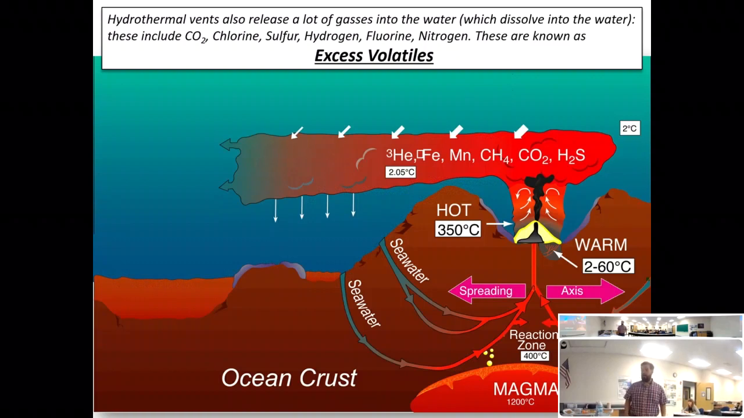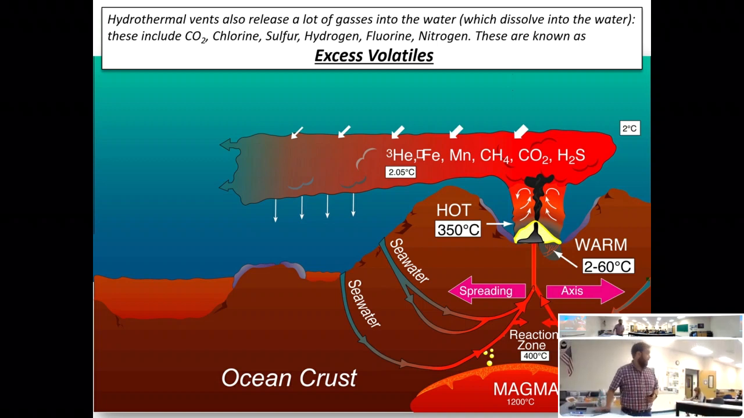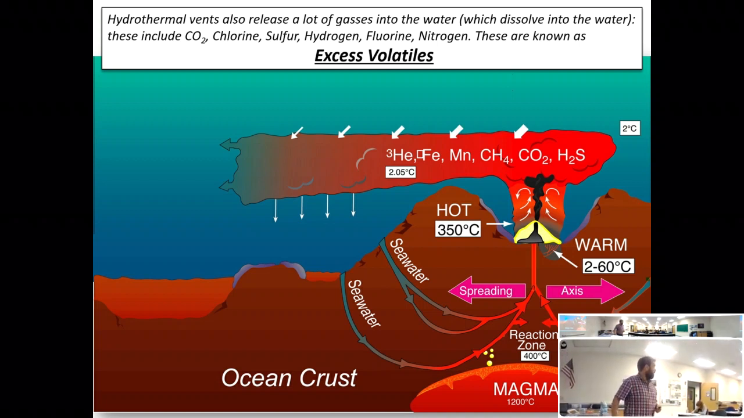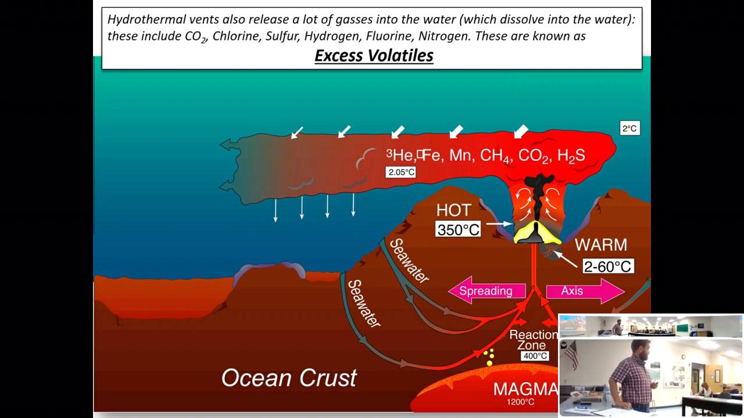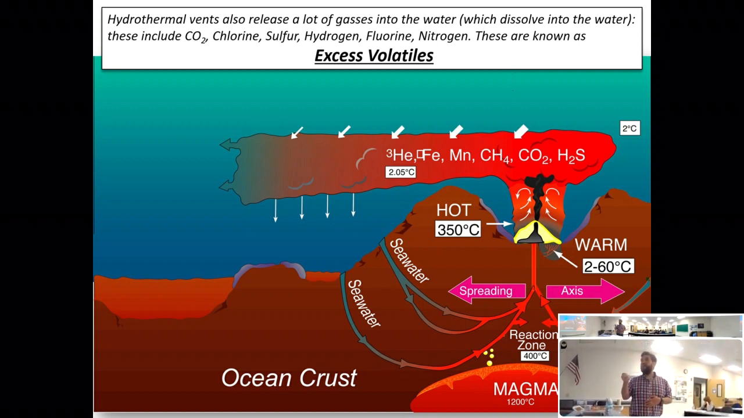Okay, so those volatiles, besides a lot of salts, another thing that gets dissolved in there are gases, a lot of gases. That includes CO2, carbon dioxide gas. A lot of that gas is carbon dioxide. There's also things like chlorine, sulfur, hydrogen, fluorine, nitrogen, all gases that are dissolved, coming from the volcanic outgassing. They're dissolved into the hydrothermal waters, and they get chemically added to the oceans. Okay, those are called excess volatiles.